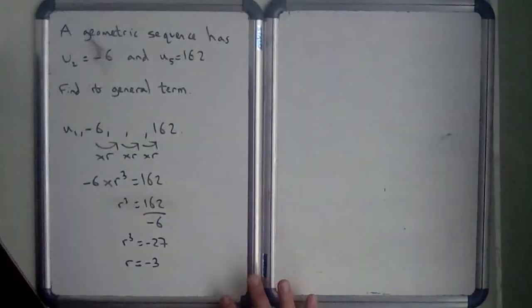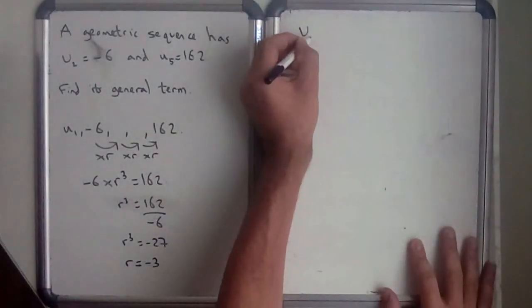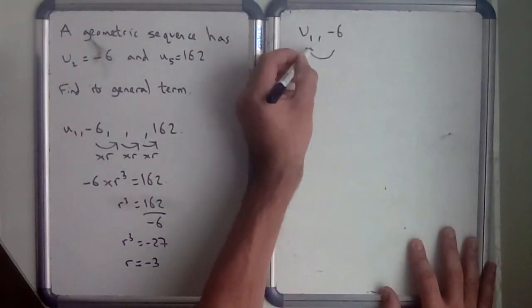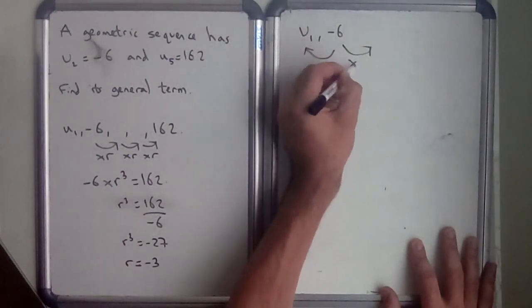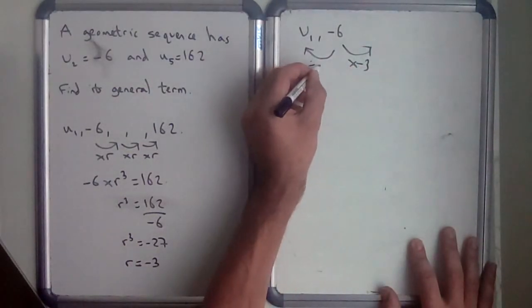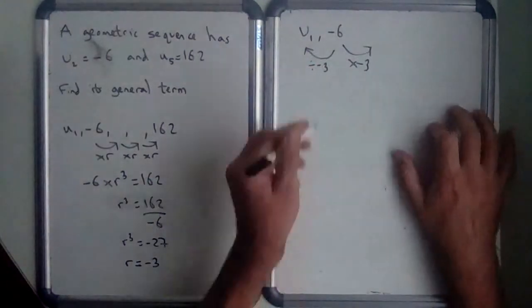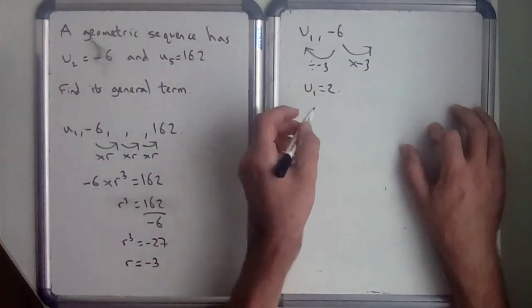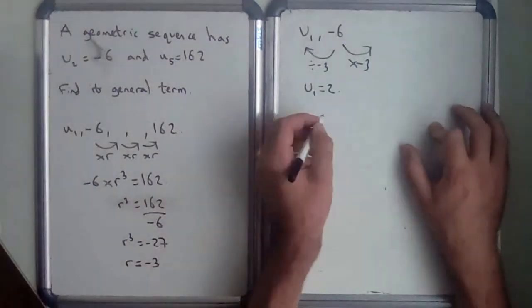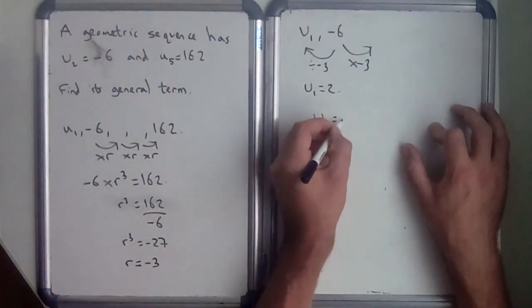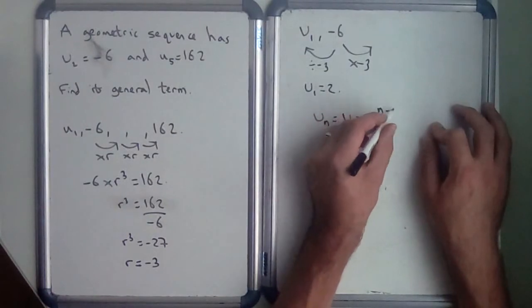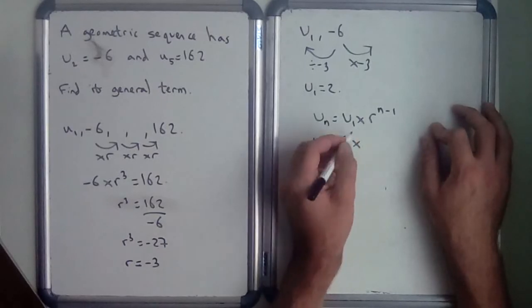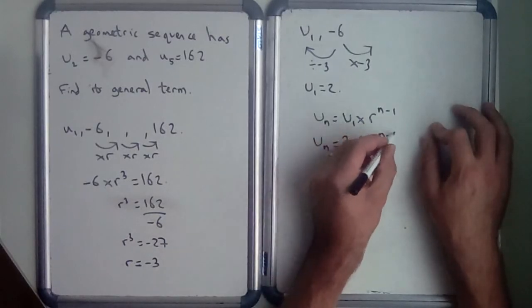Well, if r was minus 3, so we've got your u1 and u2 is minus 6, to go this way we times by minus 3, so to go the other way we must divide by minus 3. So minus 6 divided by minus 3 is 2, so u1, the first term, must equal 2. So if u1 is 2 and r is minus 3, you know that un equals u1 times r to the power n minus 1, which must mean that un equals 2 times minus 3 to the power n minus 1.